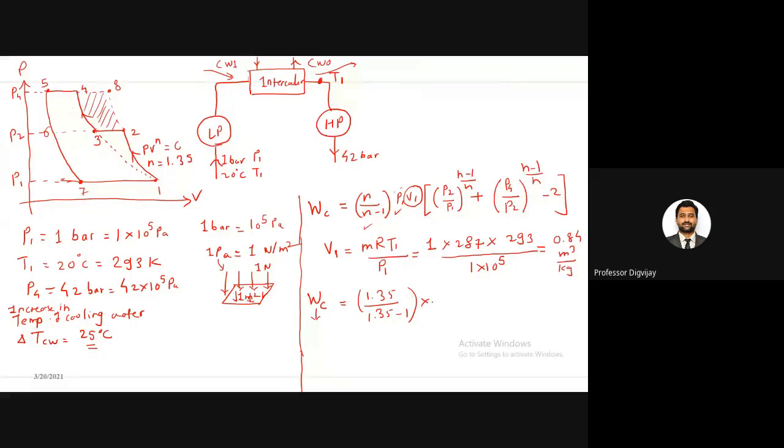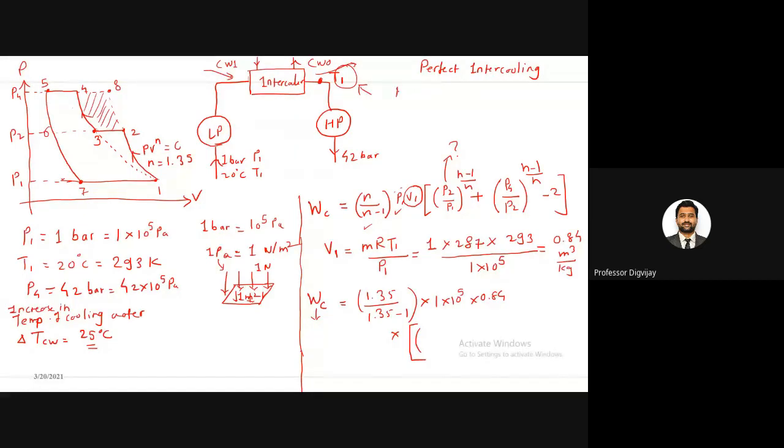right? So into P1 V1, P1 is 1 bar, 1 into 10 to power 5. V1 we have calculated as 0.84, and into, in big bracket, P2 by P1. P2 also is not given in this case, so P2 is unknown. Okay, how to calculate P2? See here, this is the case of perfect intercooling. Why is it perfect intercooling? Because the outlet temperature of the intercooler is equal to the suction temperature. If that is the case, then that will be perfect intercooling.